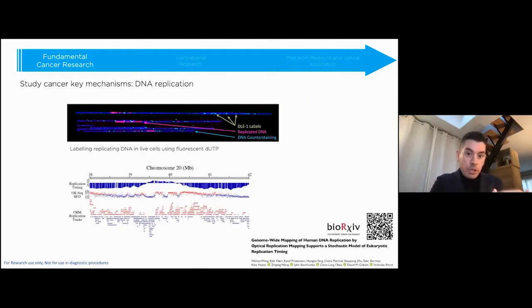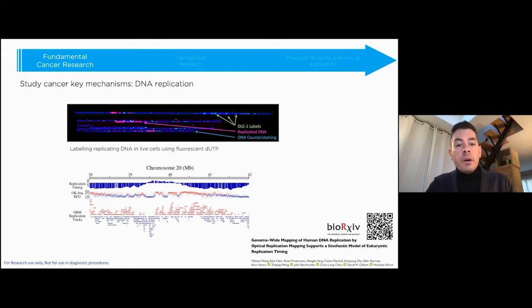DNA replication is also a major target for a new generation of drugs in personalized medicine. For example, being able to monitor replication fork progression allows us to understand the replication timing in genomes, identify fragile sites, but also assess the efficacy of drugs targeting DNA replication and DNA repair.